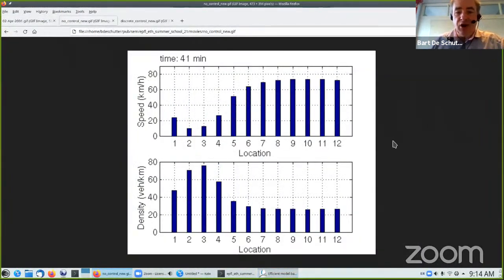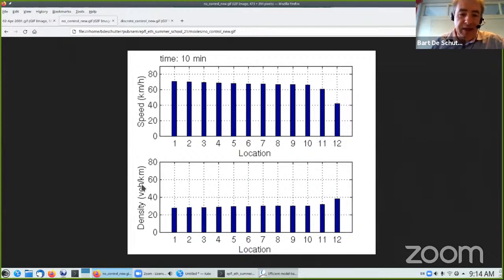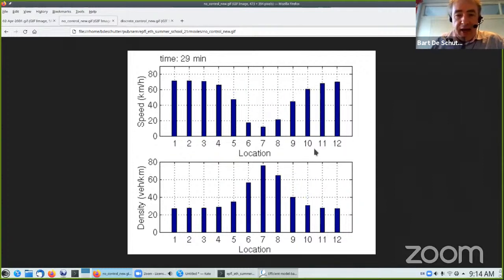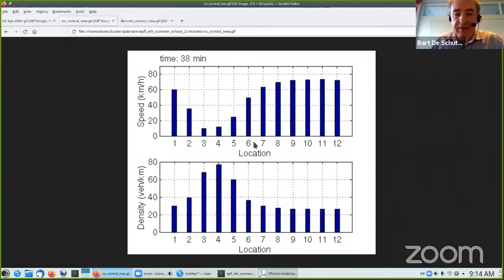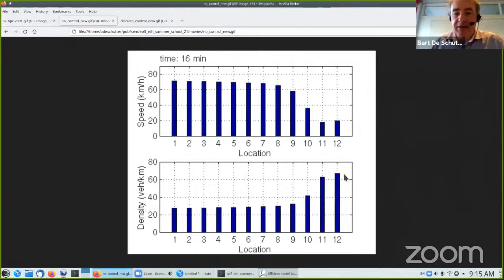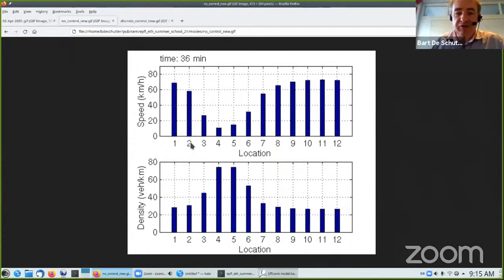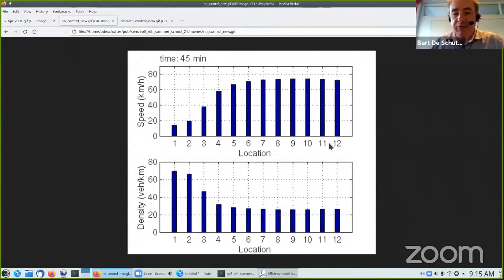So let's first look at the uncontrolled case. On the horizontal axis, you see each of the links. At the top, you see the speed, and at the bottom, the density. The density is the number of vehicles per kilometer. And in the highway, the traffic is driving from the left to the right. And we get a shock wave entering the highway at 1 minute. So you will see a combination of a low speed and a high density. That's a traffic jam. And the traffic jam actually moves in the opposite direction of the vehicles. The vehicles move from the left to the right. The shock wave moves from the right to the left.